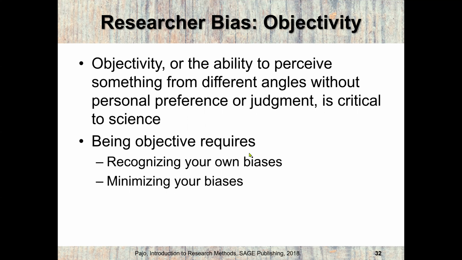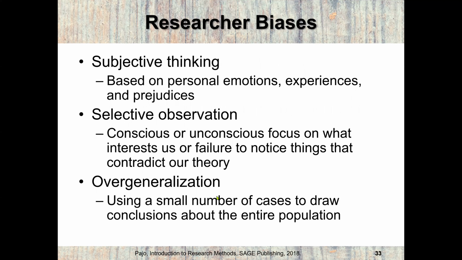Being objective requires recognizing your own biases and also minimizing your biases. It can be ethnic bias, data collection bias. Maybe data is not well represented. So we always have to do our best to remove it. So research bias can be subjective thinking. This is based on personal emotions, experience, and prejudice.